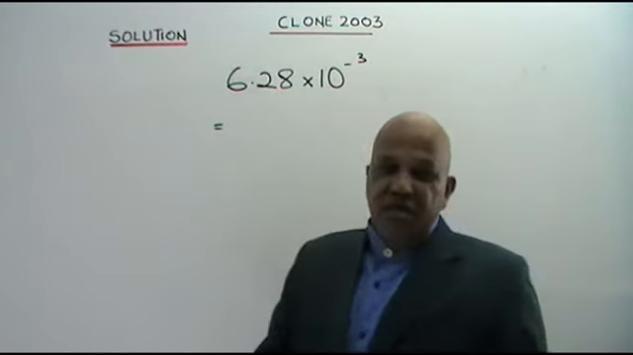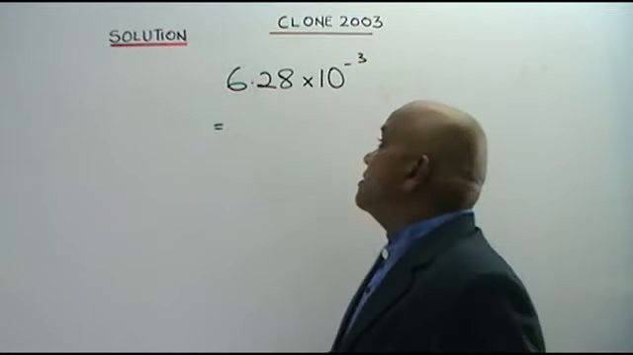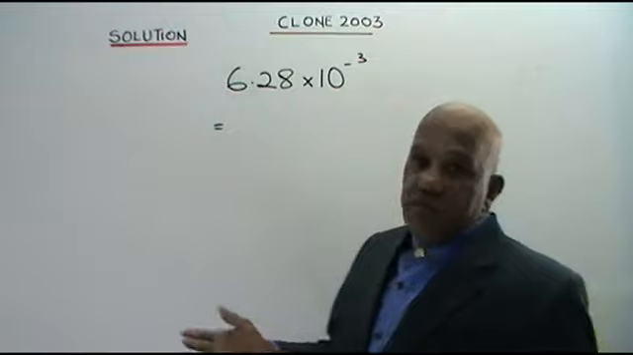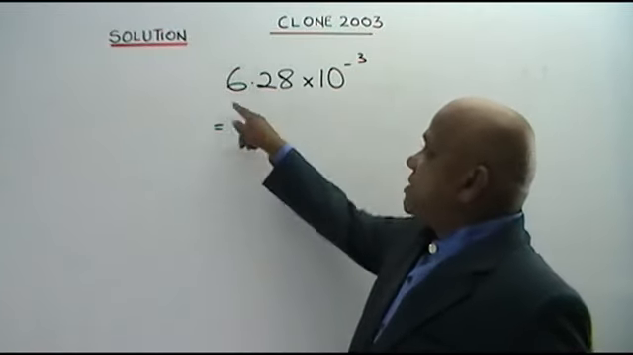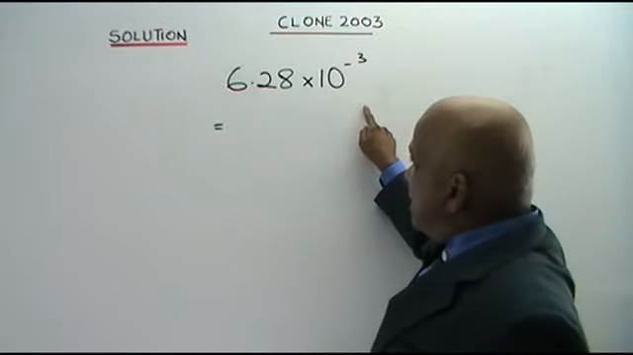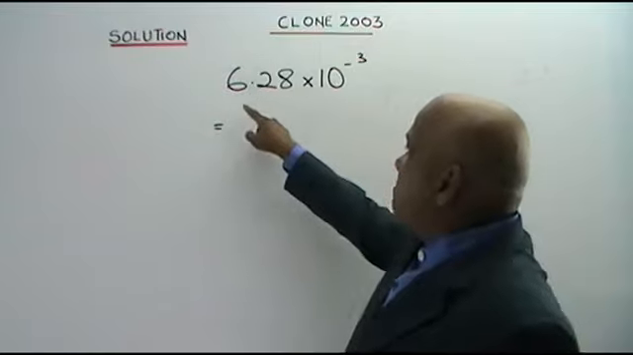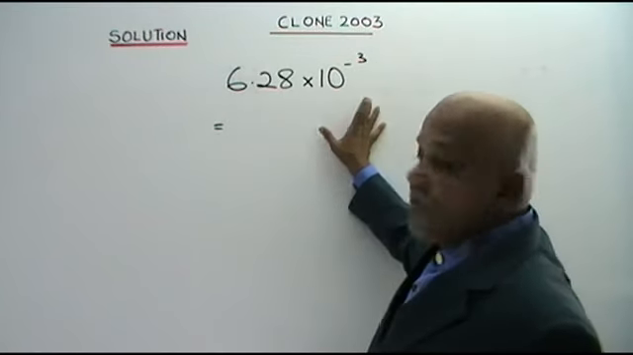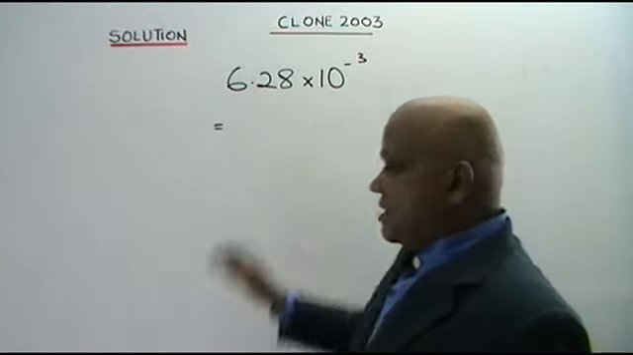For you, a clone question based on the year 2003. You are supposed to express this number as a single number. Now, this number is given in standard form. You write it as an ordinary single number.